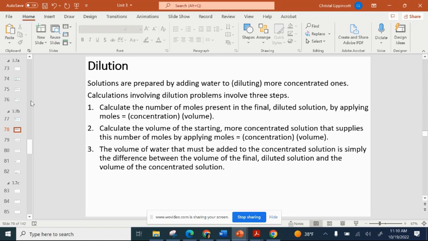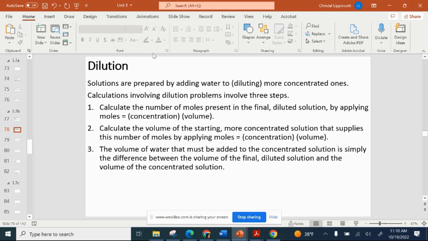You will be asked to explain this process right here in a lab. And I would almost guarantee in some fashion, you're going to be asked about how to do a dilution on the AP exam. I'd almost put money on it. It happens almost every year.